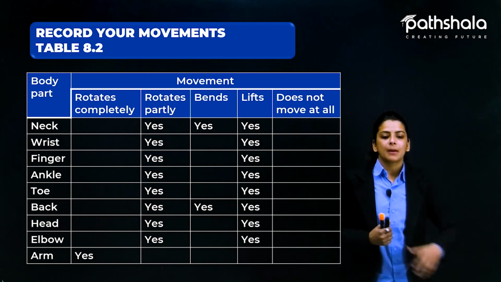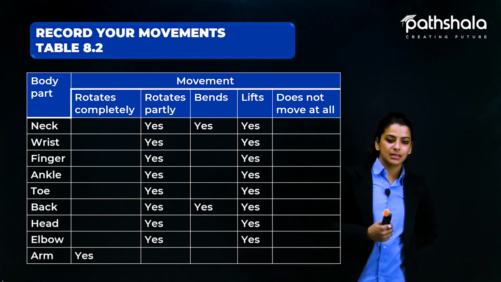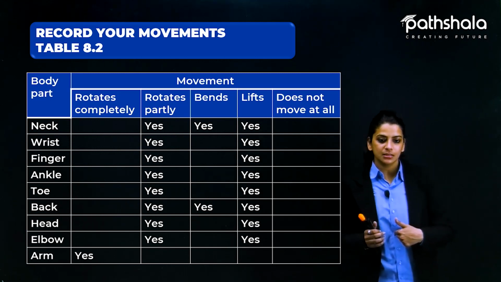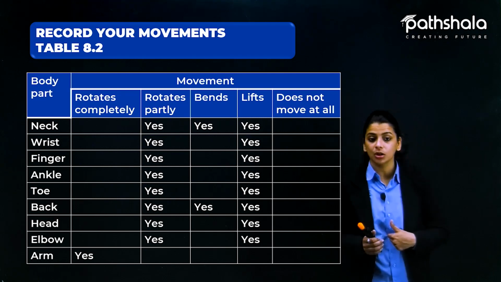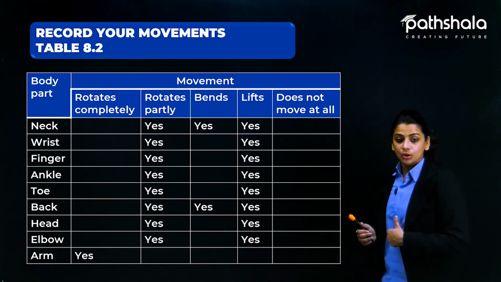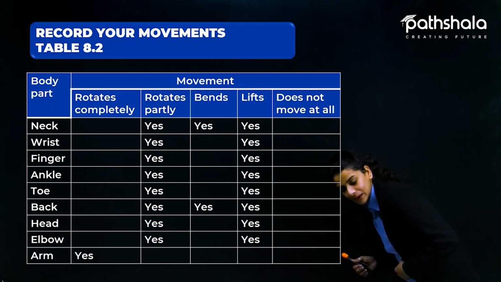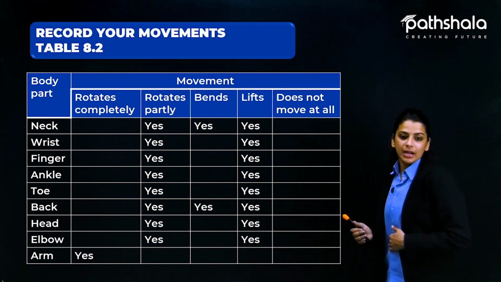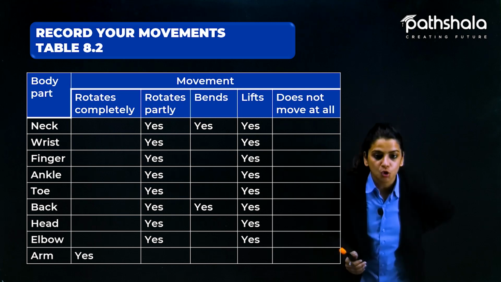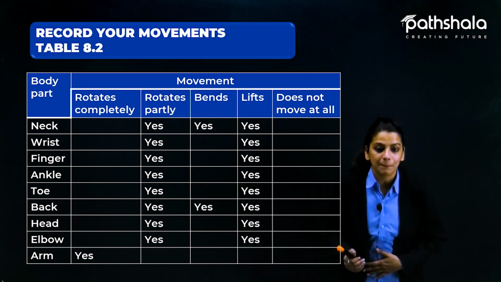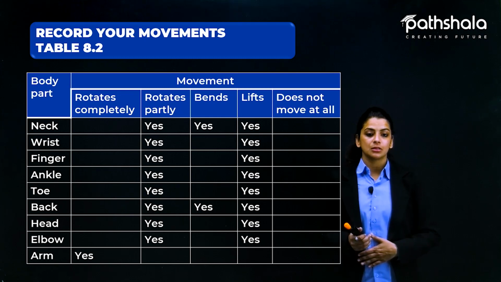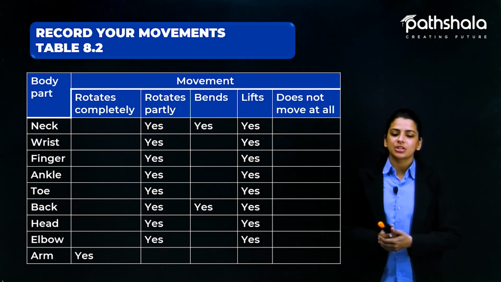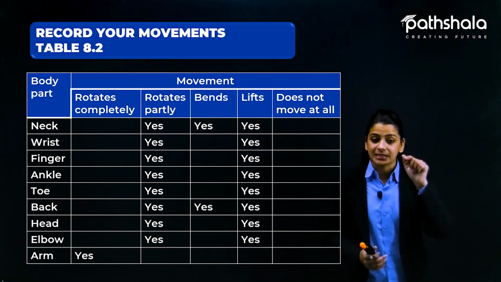Now coming to the back. Back, if you want to rotate your back like this, okay, try to rotate it. I am showing you a small movement of the back rotation like this. So you are able to rotate it partly but not completely. And are you able to bend your back? So if I am trying to bend like this, see, this is the bending position. So I am able to bend it, right? So it can bend. Our back can also bend like this, and if it is in the bent position, you are able to lift it like this. So lifting movement is also there in case of our back. Does not move at all में कुछ नहीं आएगा because all the body parts that we have discussed yet are able to move.